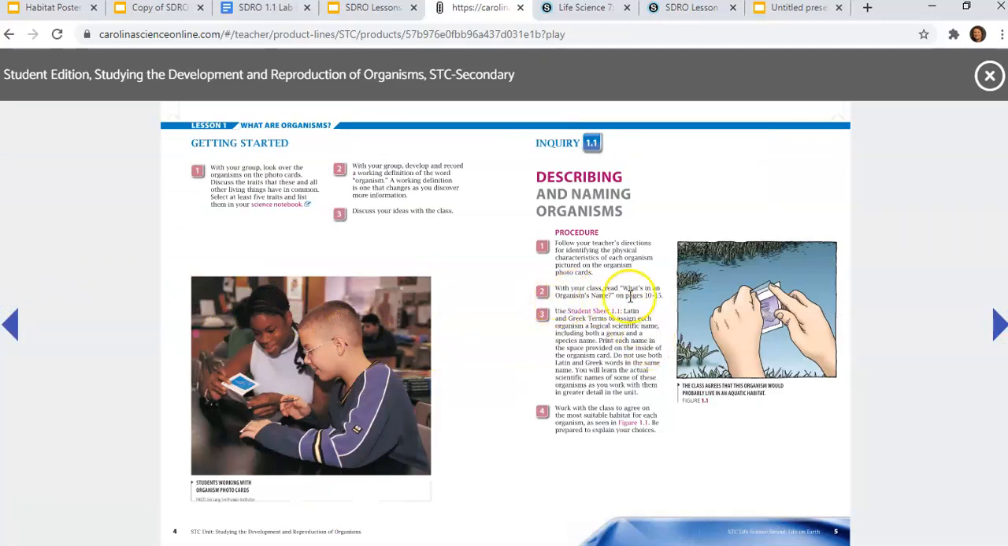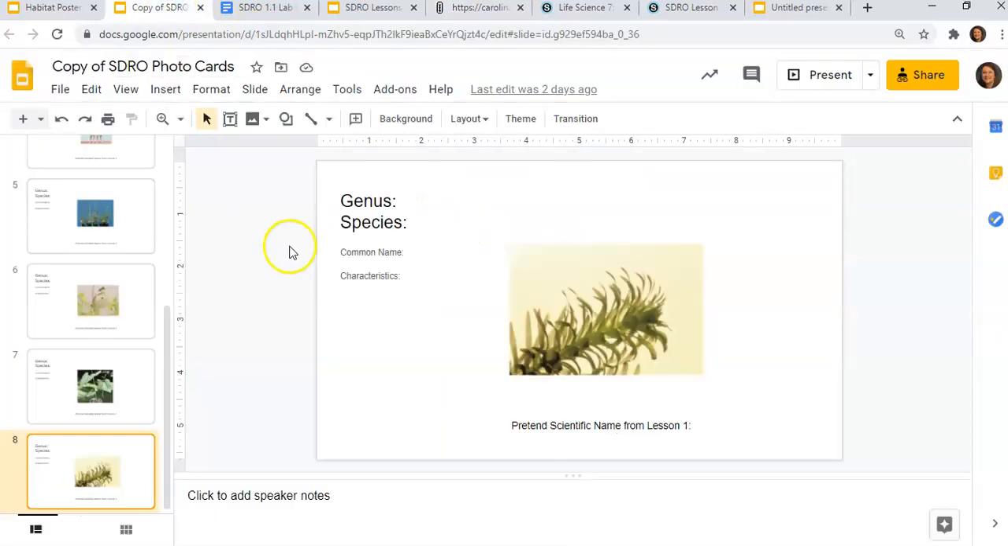Okay, here we are. We read what's in an organism's name. Now it says use student sheet 1.1 Latin and Greek terms to assign each organism a logical scientific name, including both a genus and a species name. Print each name in the space provided on the photo cards. Now, we're not using paper photo cards. You have a Google slideshow like I showed you a while ago where you will write their pretend or made up scientific name. And let me just refer you to that real quick. When you look at these, see down here where it says pretend scientific name from lesson 1, that's where you will type the pretend scientific name that you're going to come up with in the lesson.